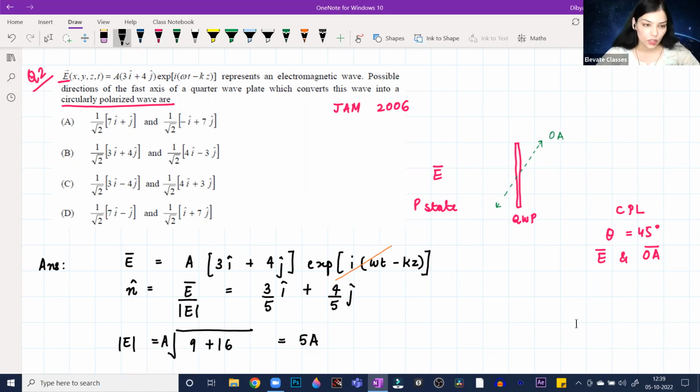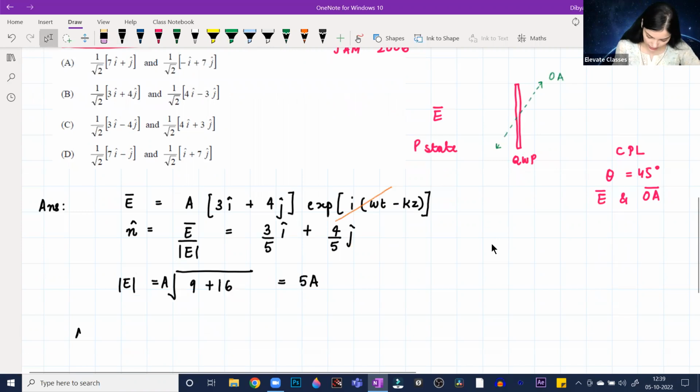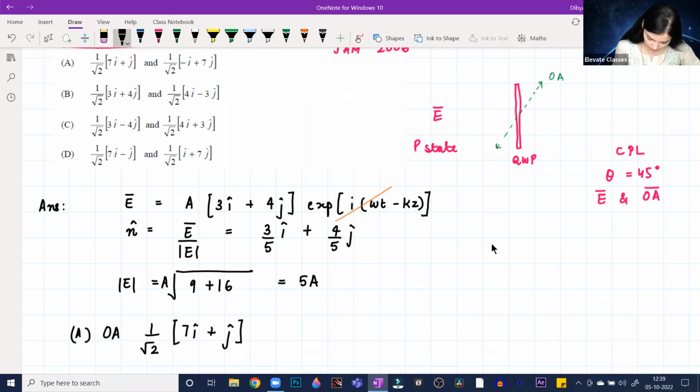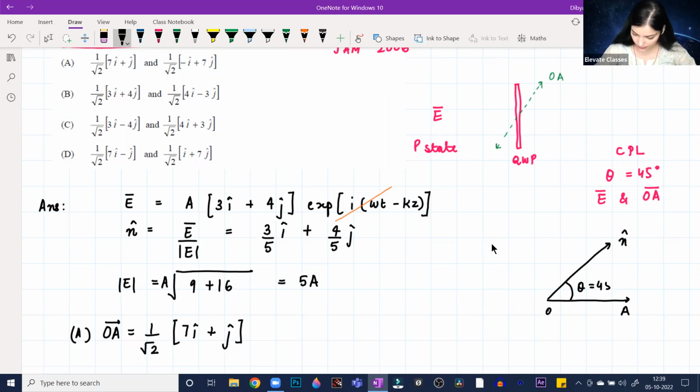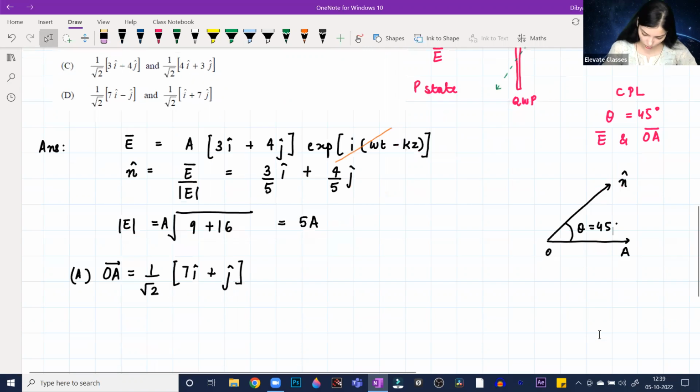Okay, and now let us take option A. So in option A, I have a direction 1 by root 2 (7i plus j). So let us say that this is the direction of the optic axis. Basically, you can think of it like this: this is my optic axis, some OA vector, and then I have some n cap vector, and this angle theta should be equal to 45 degrees. So I want to check whether the values of OA given in the options are satisfying this. So how can I check that?